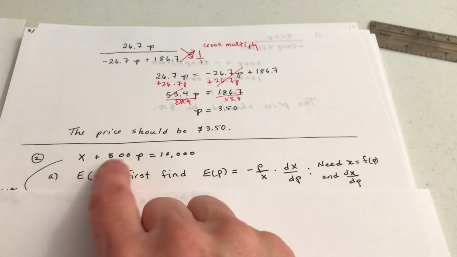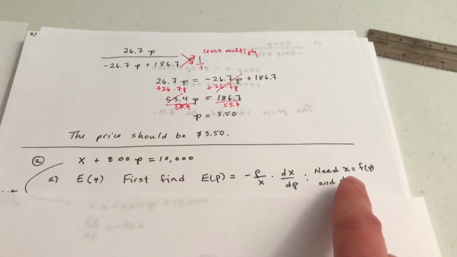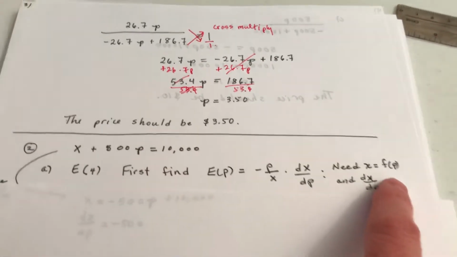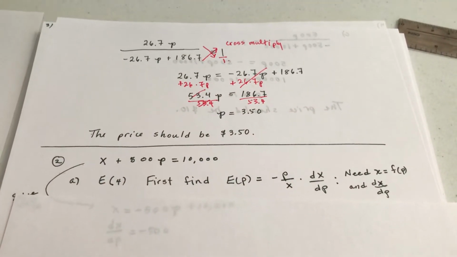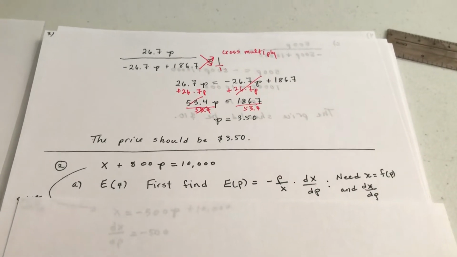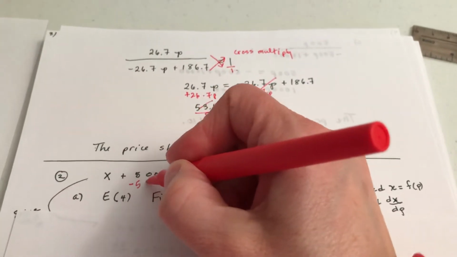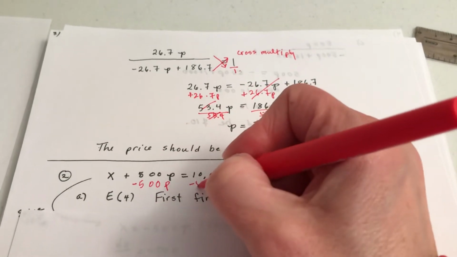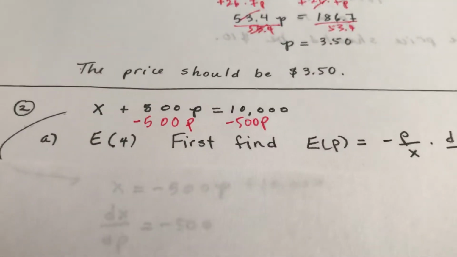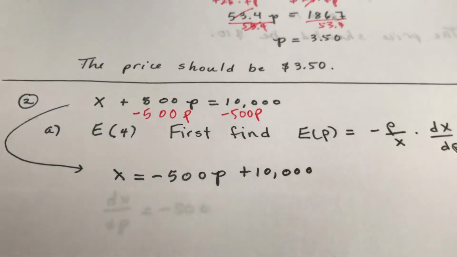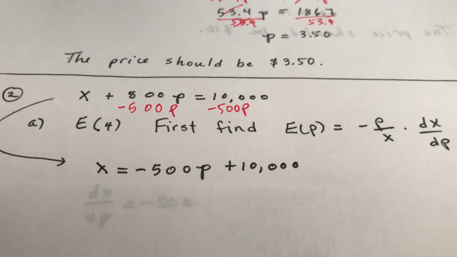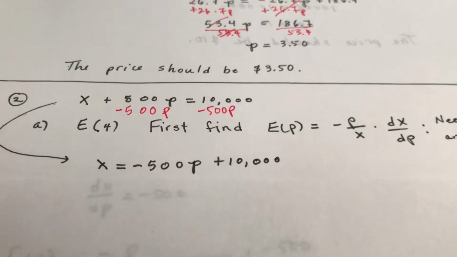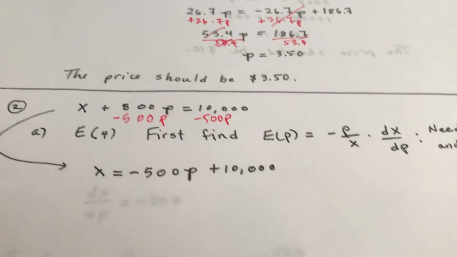So looking at this equation, I need to solve for x as a function of p. How would you solve for x here? Yeah, you would just subtract 500p from both sides. And when you do that, you get x equals negative 500p plus 10,000. You could also write 10,000 minus 500p. But this is our demand equation, x as a function of p.